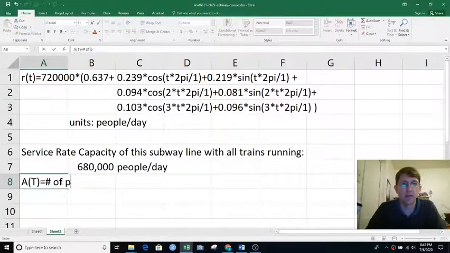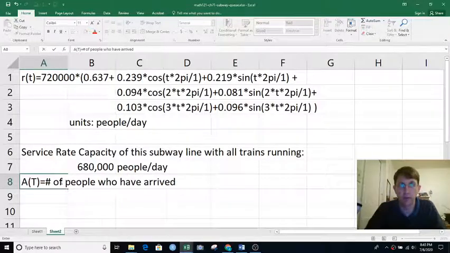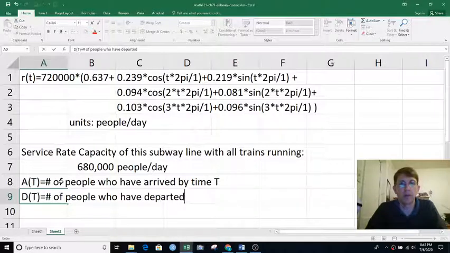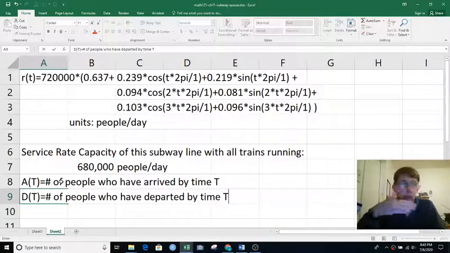So we want to do things like say, what's A of t? It's the number of people who have arrived to use basically the subway platform to wait to get on the train by time t. And we're going to say D of t is the number of people who have departed by time t. That is, they got there and they got on a subway. Maybe they had to wait, maybe they didn't.